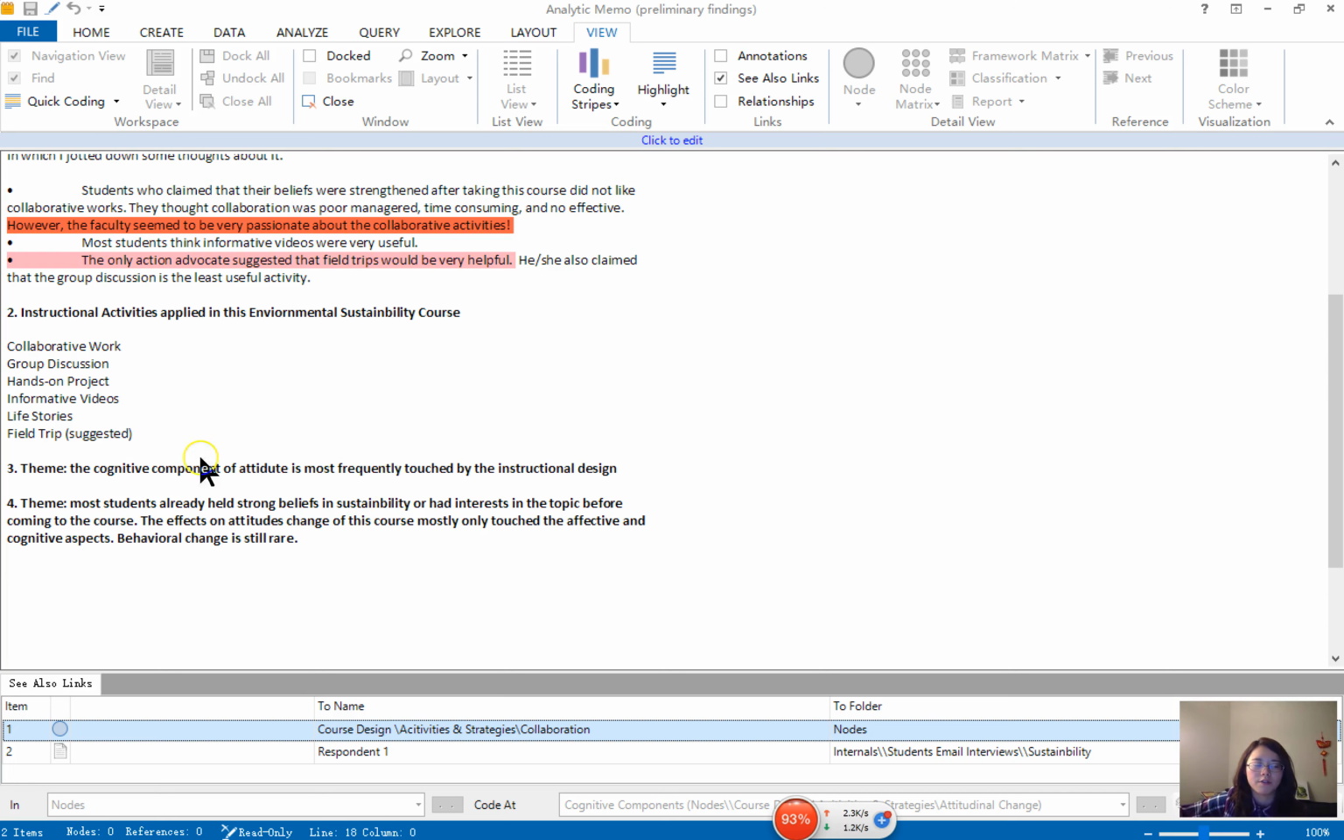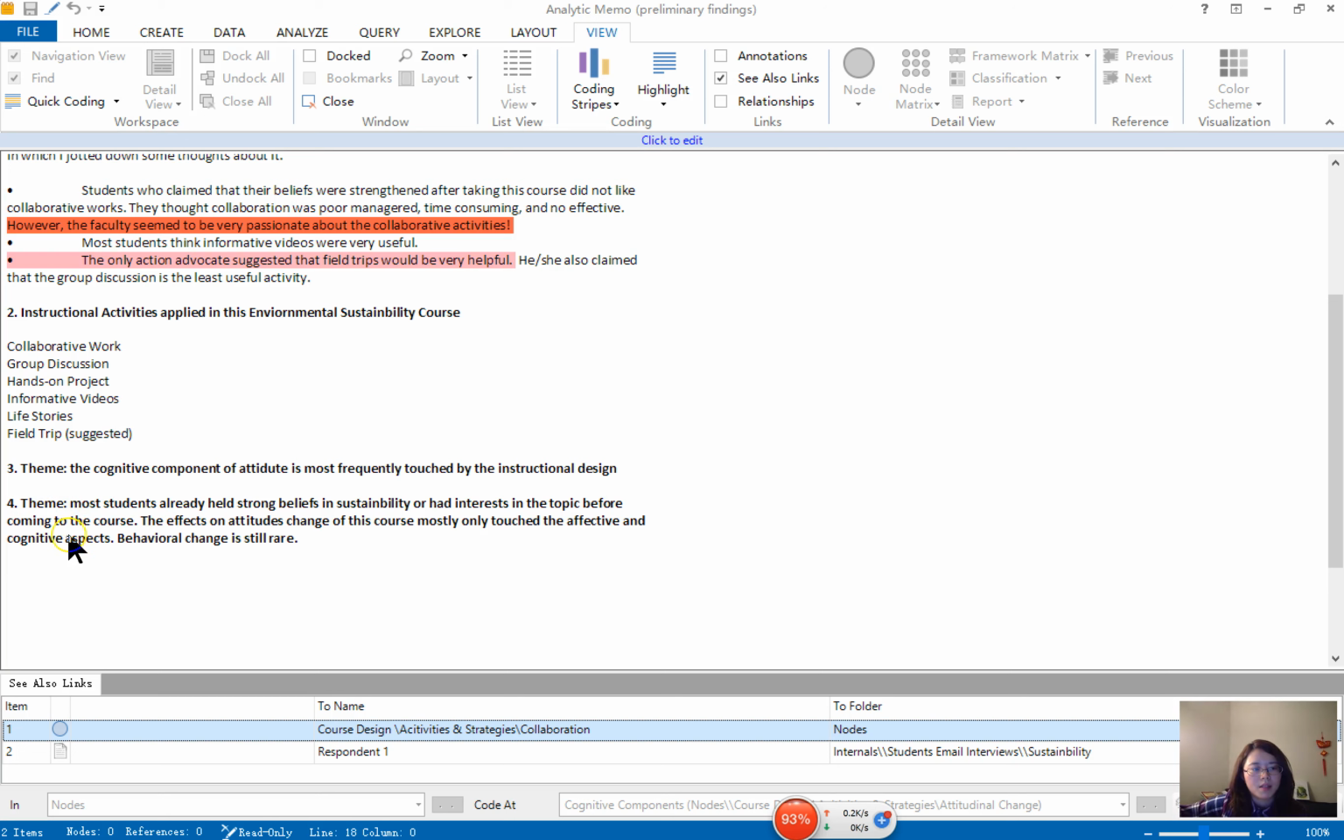I also find two other themes. The first one is that the cognitive component of attitude is most frequently touched by the instruction design. It is very difficult to touch the affective, though affective is easier, but the behavioral component is really difficult. I need to find some references to support it in the future.